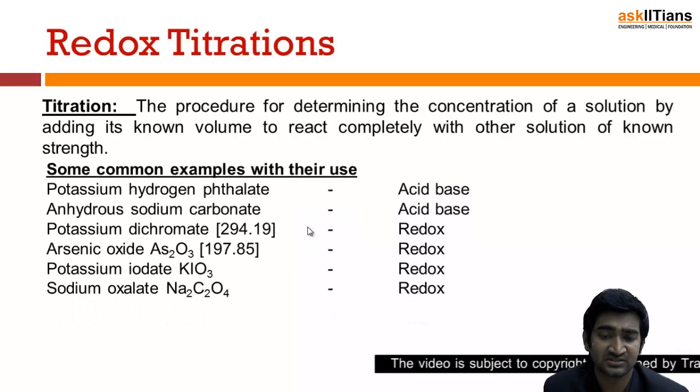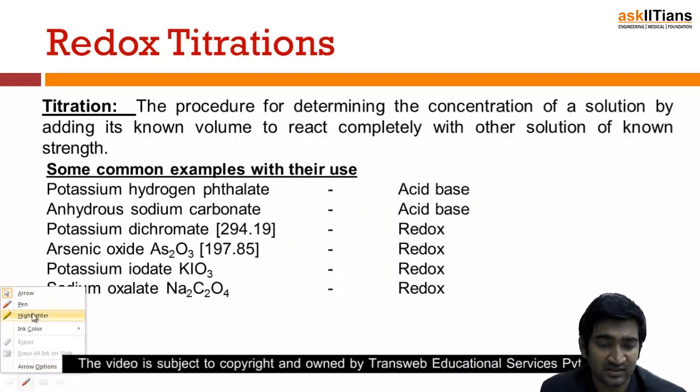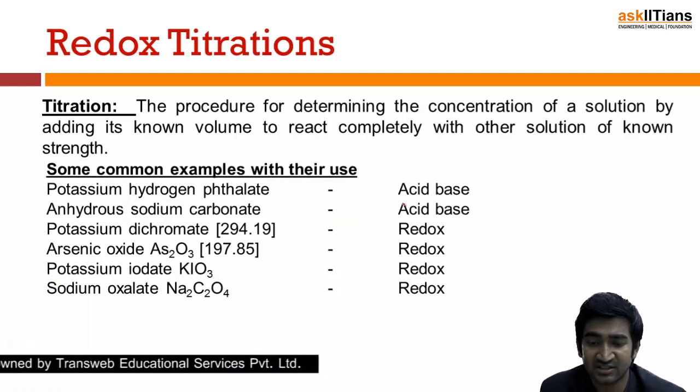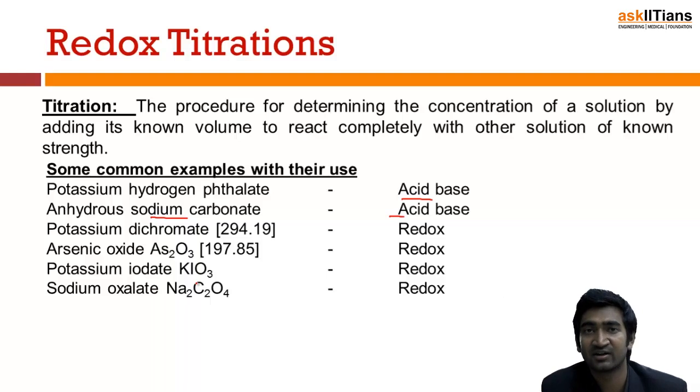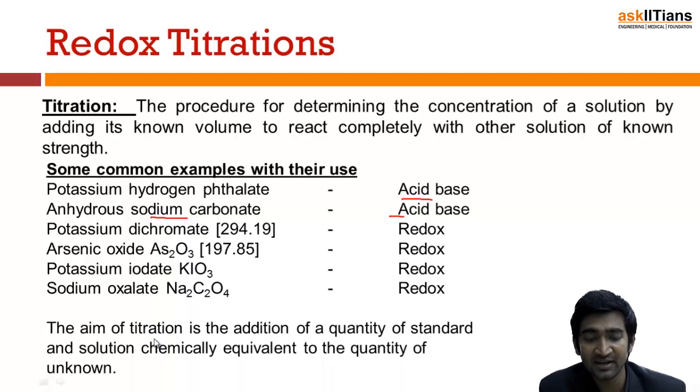Some common examples that we take are potassium hydrogen phthalate, which is acid-base type; anhydrous sodium carbonate, again acid-base type; potassium dichromate, redox type; arsenic oxide, redox type; potassium iodate, redox type; and sodium oxalate, redox type. These are the common solutions whose concentration is well known, and we do the titration against them. So the main aim of titration is the addition of a quantity of a standard solution chemically equivalent to the quantity of the unknown.